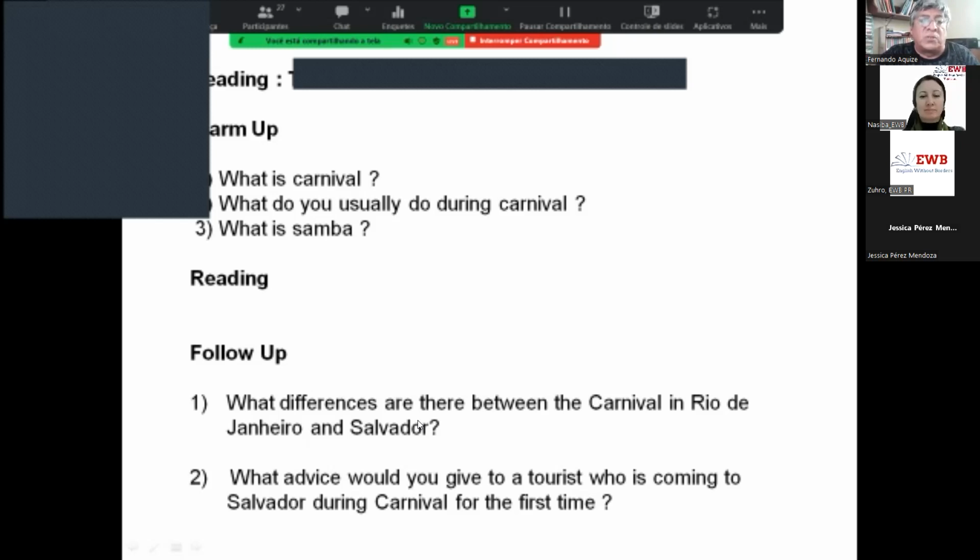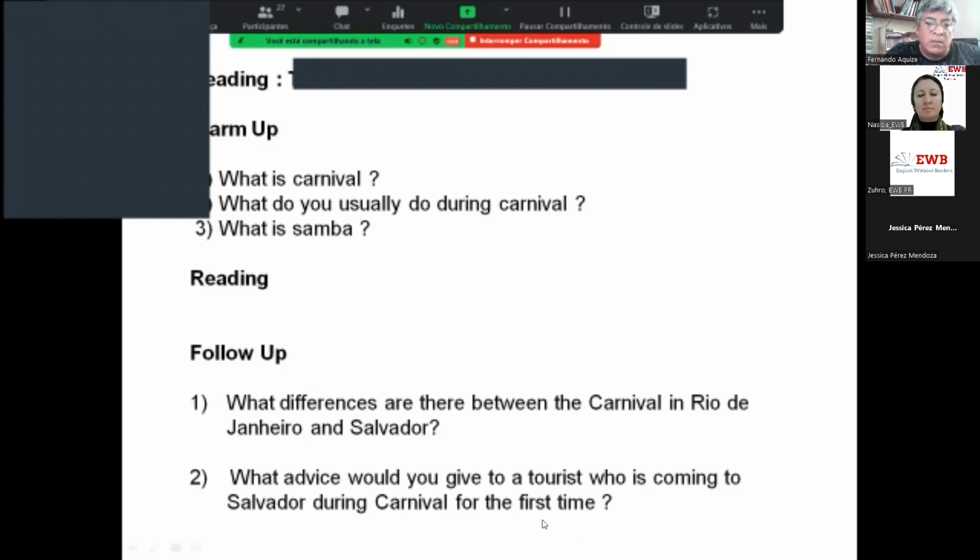So what differences are there between the Carnival in Rio de Janeiro and Salvador? What advice would you give to a tourist or to a friend? Even a friend is better, who's coming to Salvador during Carnival for the first time. So I'm trying to personalize it, and I'm trying to make it meaningful, right? This is a meaningful activity.